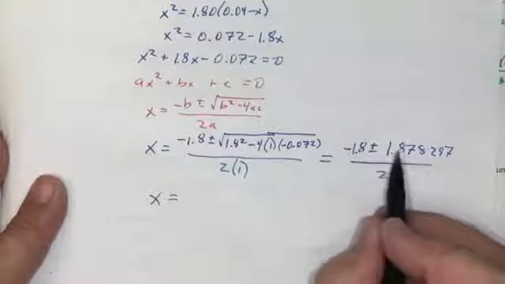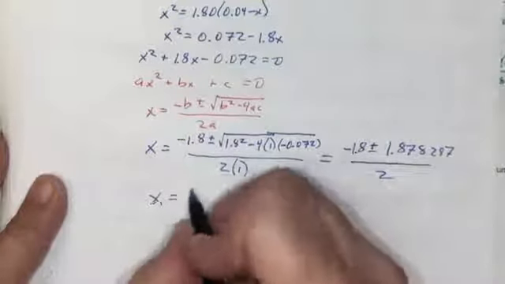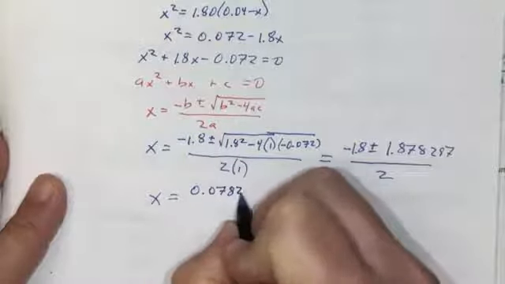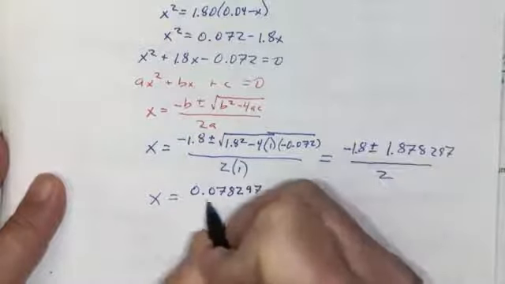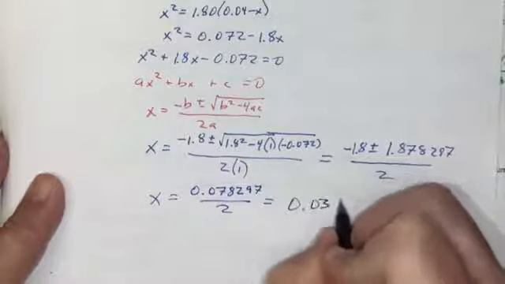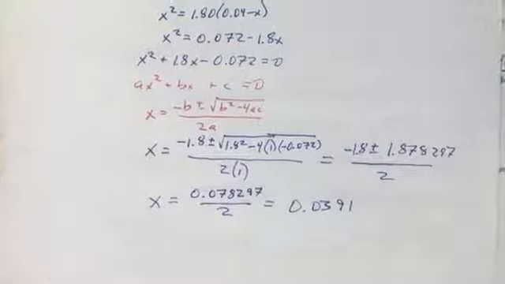Negative 1.8 plus 1.878297 is, in the numerator, 0.078297 divided by 2, which is 0.0391. So we found x.